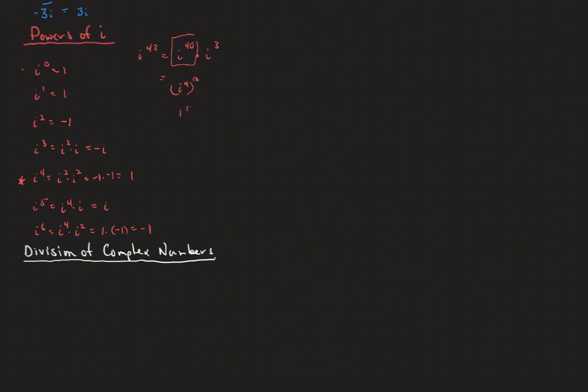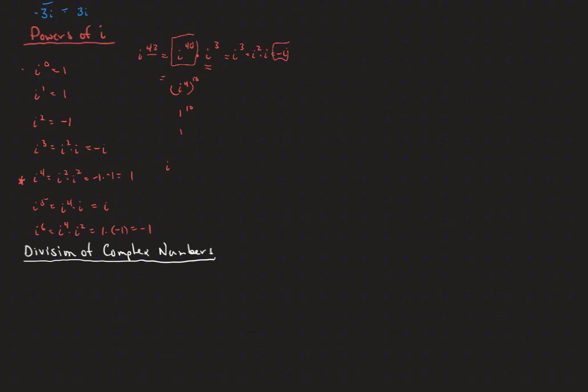i to the fourth we said is 1, and 1 to any power is 1. So what we get essentially is just i to the remainder of what we got when we divided this by 4. And then we can break this down into i squared times i, which is going to be negative i. So let's see it in another form.